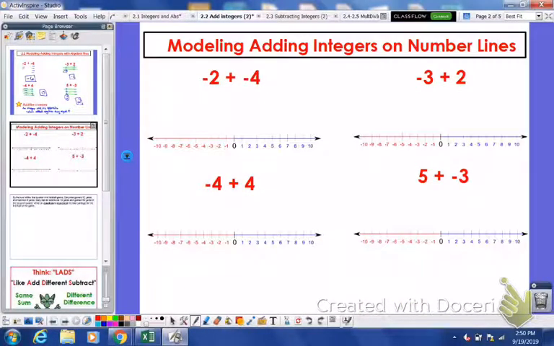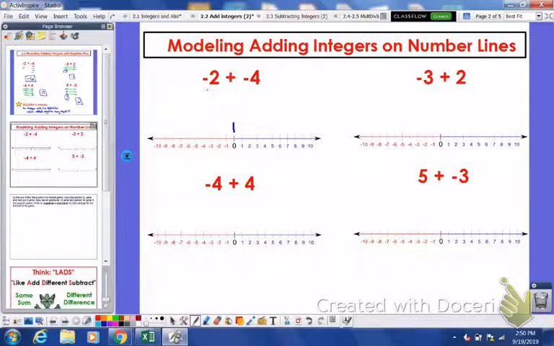Now we're going to go through these same numbers again, but we're going to use our number line. I want you to see how these number line models work, because you will be seeing examples of this on your test. You will be seeing examples of this on your PSSAs at the end of the year. So we want to make sure you understand modeling with a number line. So first example, -2 plus -4. We always start at 0.